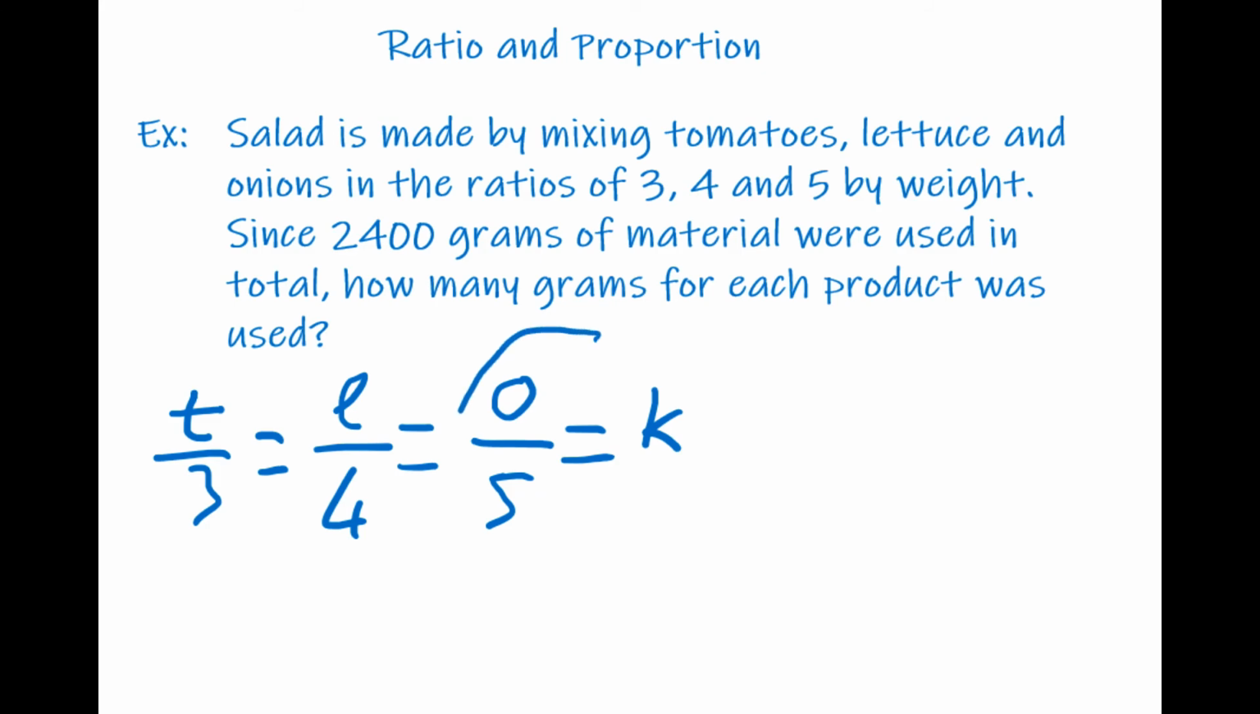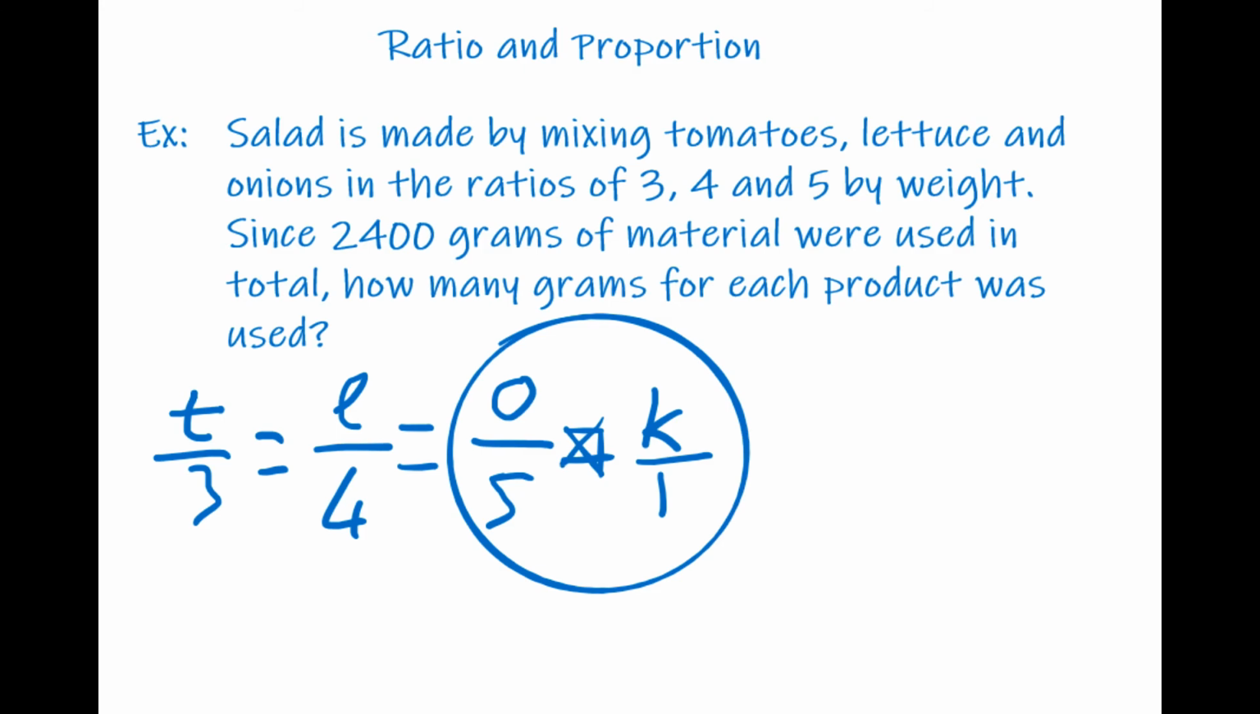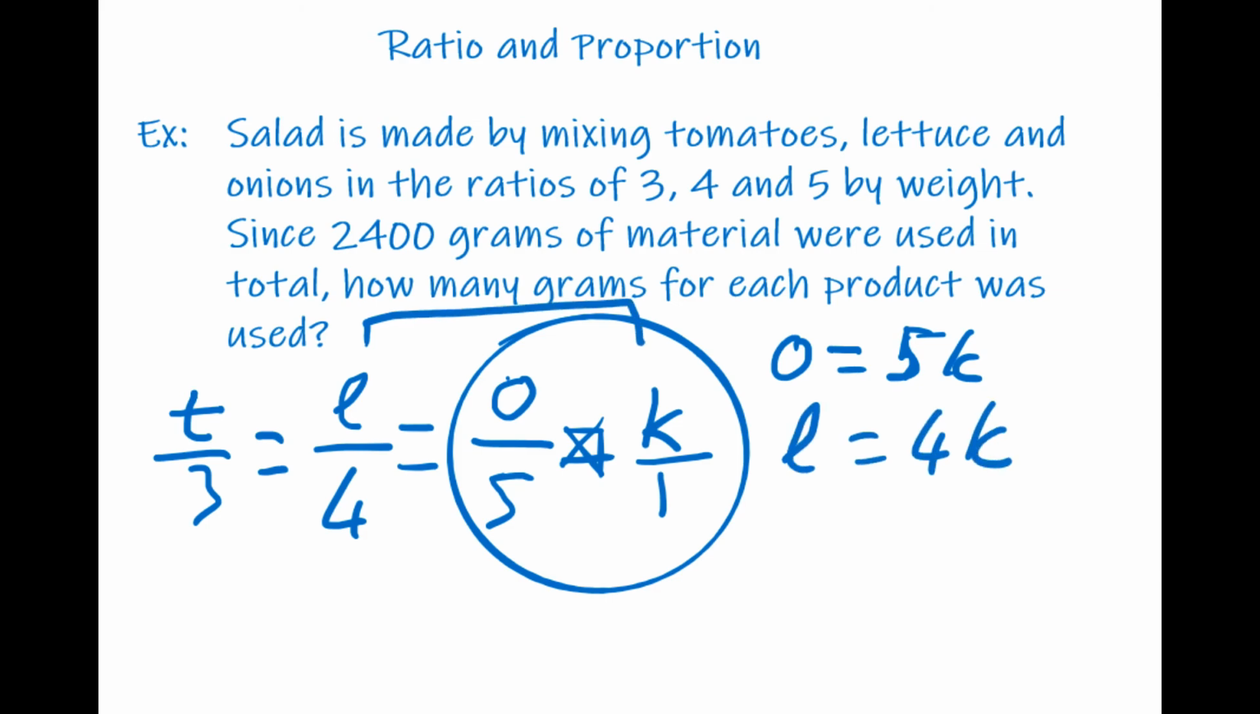Here, if you take those two and put 1 and apply the cross multiplication, then I'm going to have onion O as 5K. So if you take the last two proportions, then I can write O is 5K. And if you take L divided by 4 and K, then I'm going to write L is 4K, guys. And if you take the first one and the last one and apply the cross multiplication, then I'm going to have T is equal to 3K, guys.